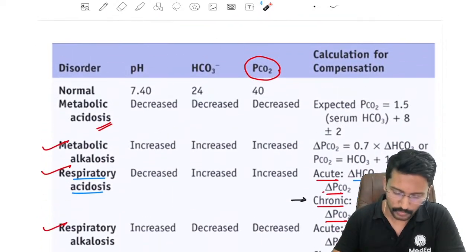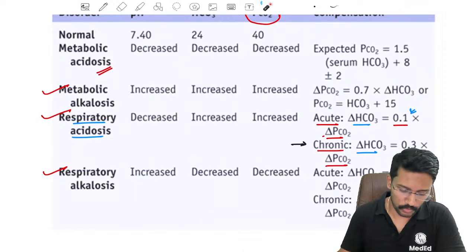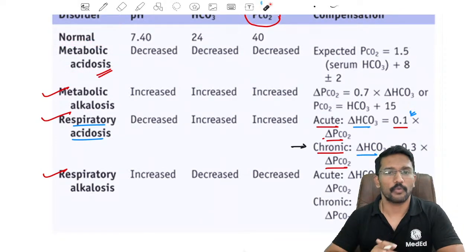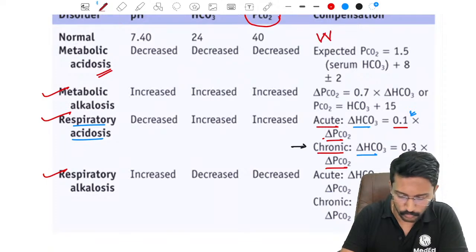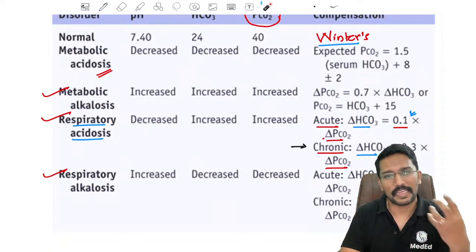So here is a small table for you to memorize. Remember, most important point you need to memorize is the appropriateness of compensation for the metabolic acidosis, right? So in case of metabolic acidosis, there is a formula which is also called Winter's formula, which is for calculation of expected PaCO2.